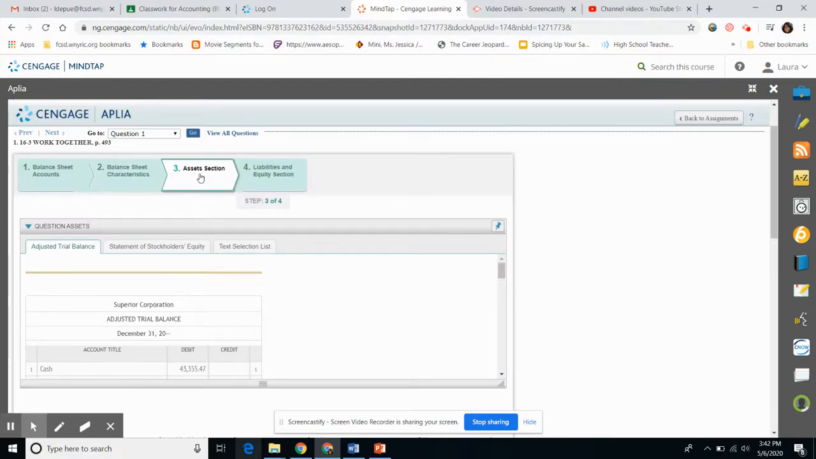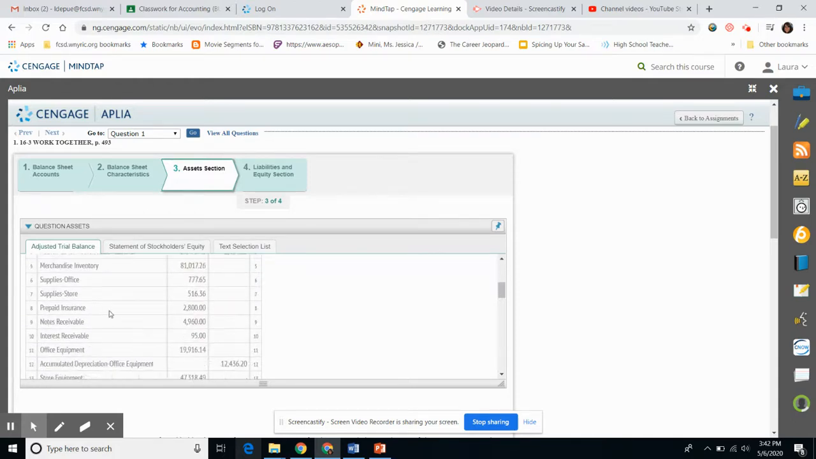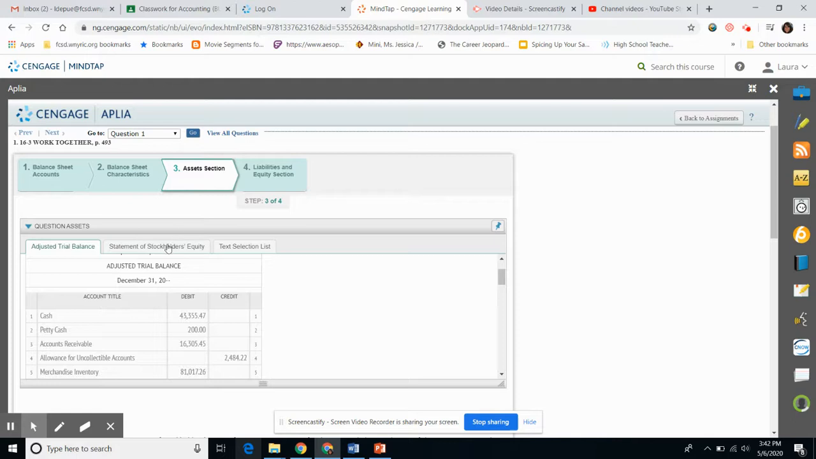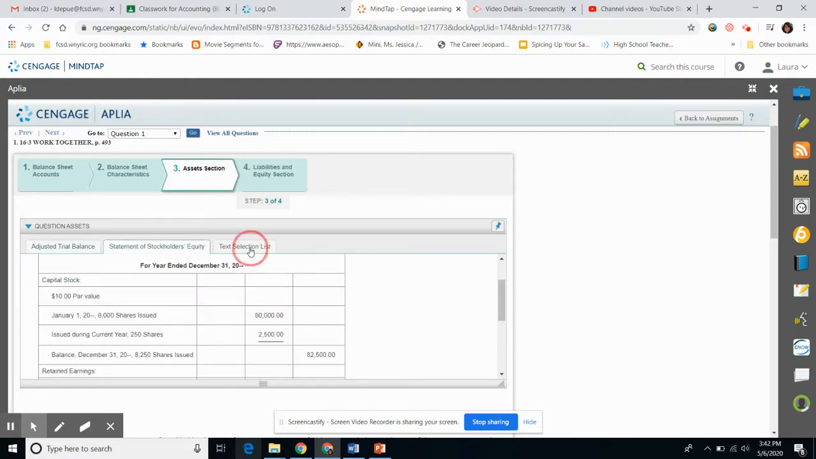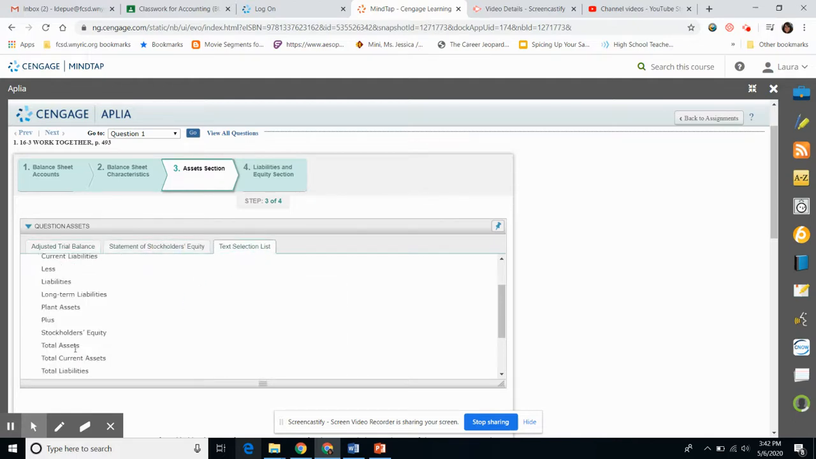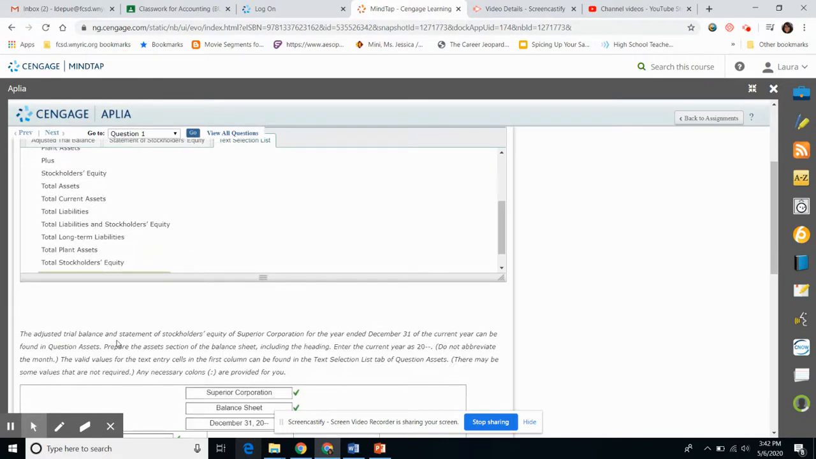Section 3, we're going to be doing the assets section of the balance sheet. So they give us the adjusted trial balance information here with all of the amounts for all of our accounts. We have a statement of stockholders' equity, and we have the tax section list. So this just gives us all of our account names. And it says the adjusted trial balance and statement of stockholders' equity is given above of the current year.